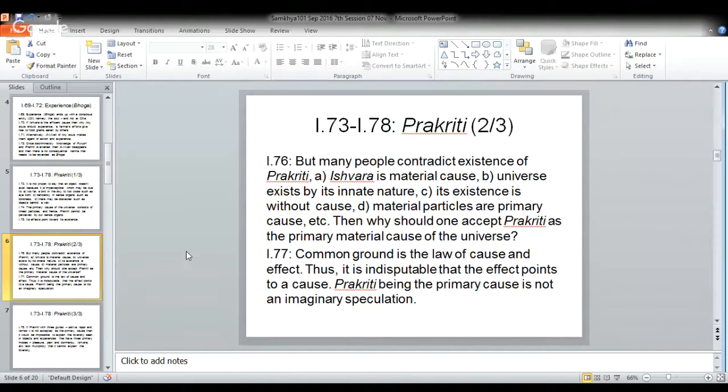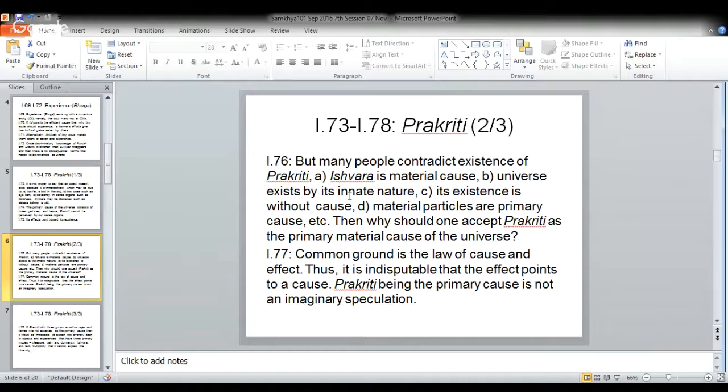Vadi vipratipattestadisiddhi iti chet. So there is a doubt being raised by a layperson, and Kapil himself is articulating it. Let's read it. But many people contradict the existence of Prakriti because as we hear all kinds of people saying many things, many people say Ishwar is the material cause. Somebody says the universe exists by its innate nature.